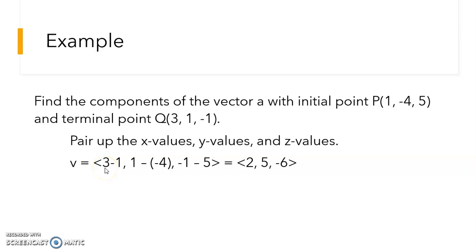So what I did is I did the x values subtracted, terminal minus initial, the y values subtracted, terminal minus initial, and the z values subtracted, terminal minus initial. And the result of all those subtractions was the component form (2, 5, -6). Let's look at another example.